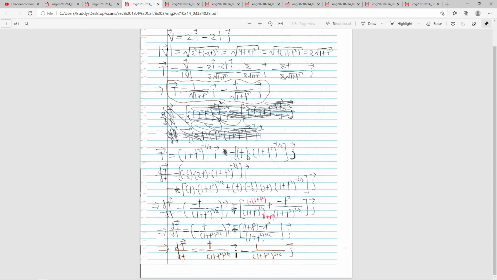Then you add t, its normal form, because this is the function, then t from there. That's the derivative of t. So now you take the derivative of this, which is just like that one. Negative 1/2 times 2t times 1 plus t squared to the negative 3/2 power.